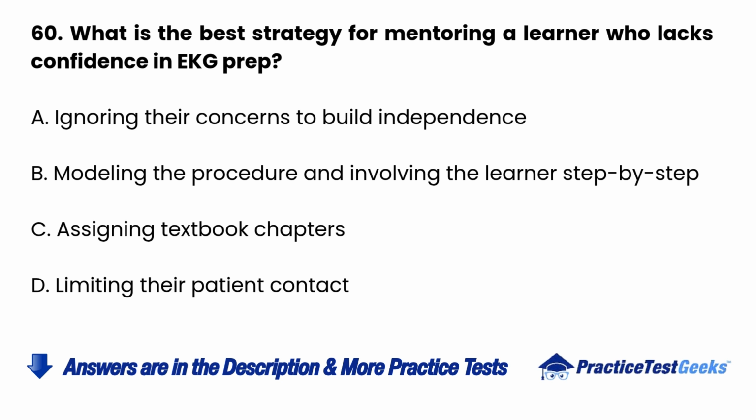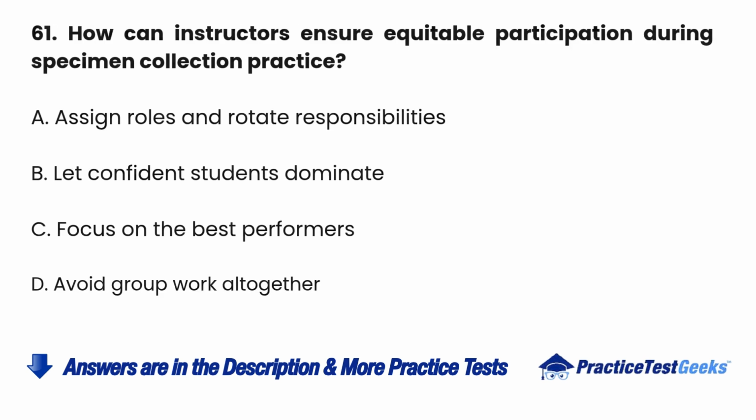60. What is the best strategy for mentoring a learner who lacks confidence in EKG prep? A. Ignoring their concerns to build independence. B. Modeling the procedure and involving the learner step by step. C. Assigning textbook chapters. D. Limiting their patient contact.